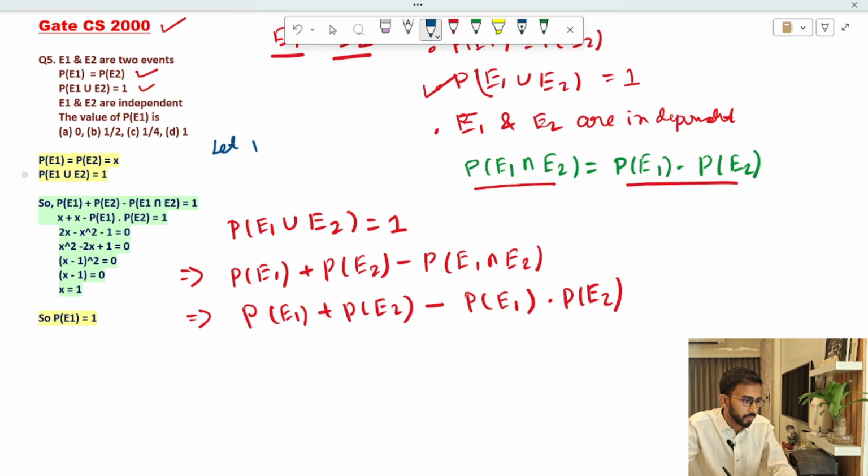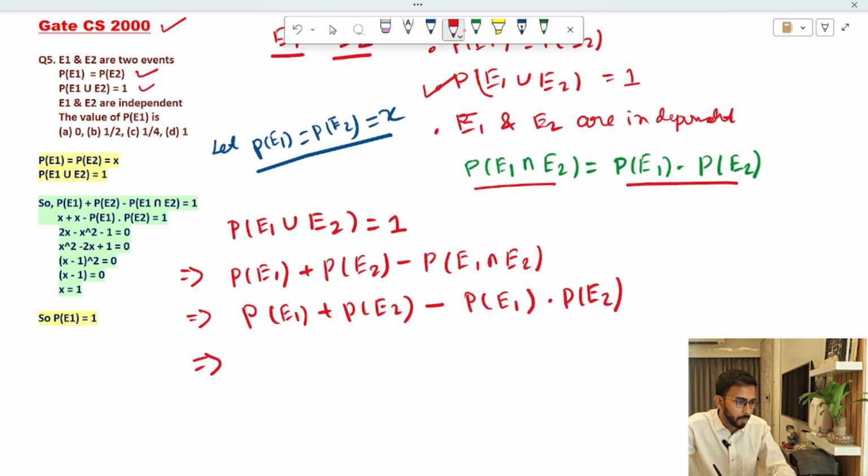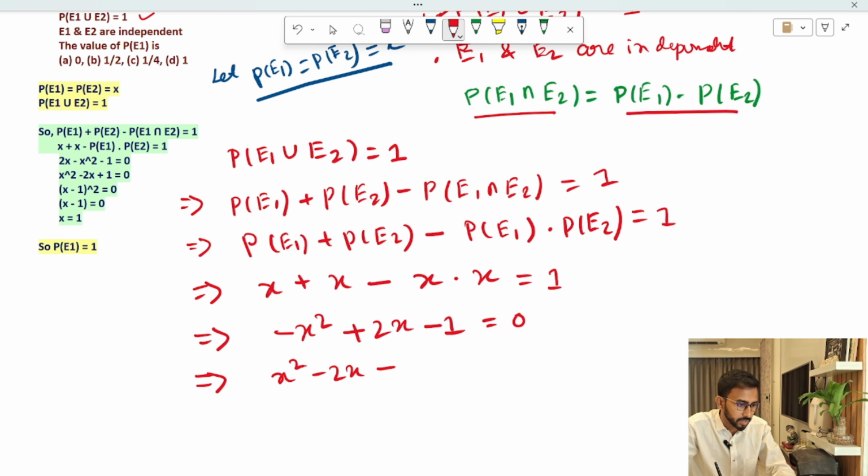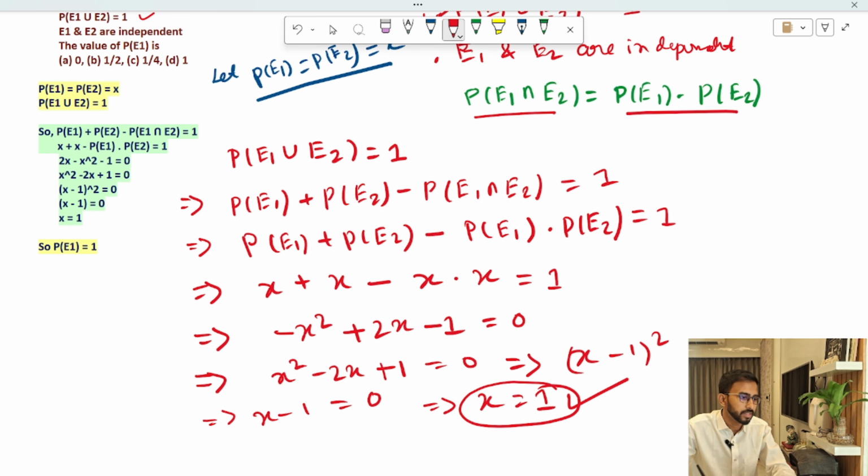We already know that the first condition is probability of E1 is equal to probability of E2. So let probability of E1 and E2 be equal to X. So probability of E1 is X, probability of E2 is also X. So X plus X minus X into X is equal to 1. That means minus X square plus 2X minus 1 is equal to 0, or X square minus 2X plus 1 is equal to 0. This is nothing but X minus 1 whole square is equal to 0, or X minus 1 is equal to 0, or X is equal to 1. So here the answer is D, 1.